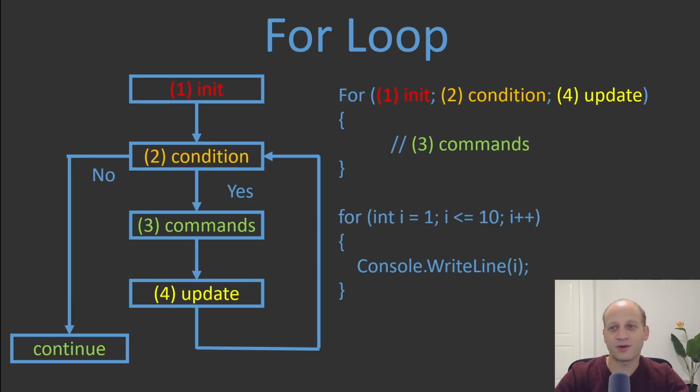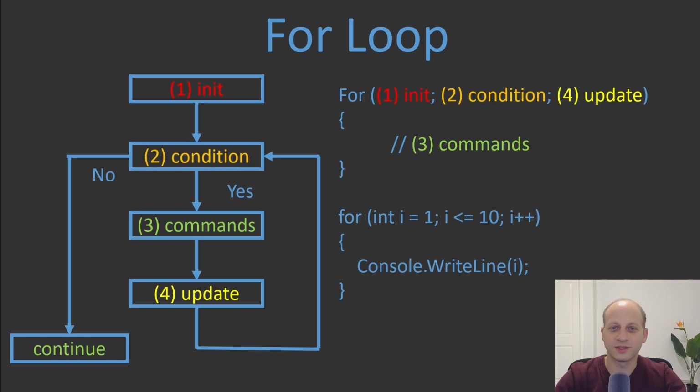Now, this pattern is very common. So there is a special loop that contains these three parts as part of the loop definition. This is the for loop. It consists of 4 parts. The first part is the initialization. That's where we can declare a variable that will be advanced on every iteration. You can see in the diagram that the initialization part is done only once and before the actual loop.